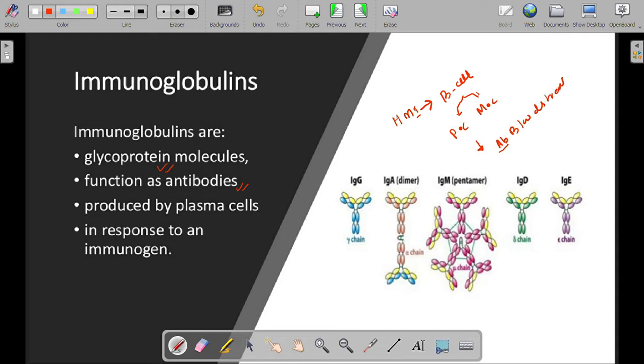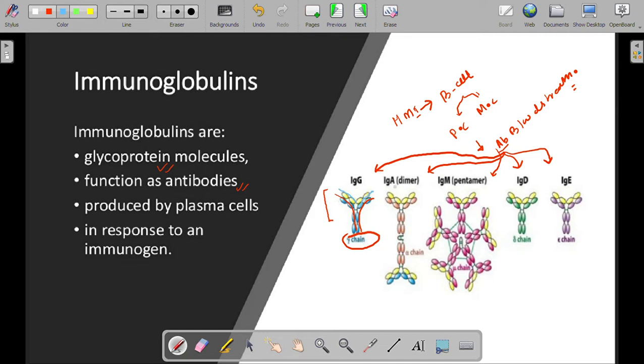Okay, so again we'll see the different types of antibodies. These are divided into 5 types, and the first one is IgG. IgG basically is monomeric in nature, and it contains a gamma heavy chain. So this is the heavy chain, and this one is the light chain.